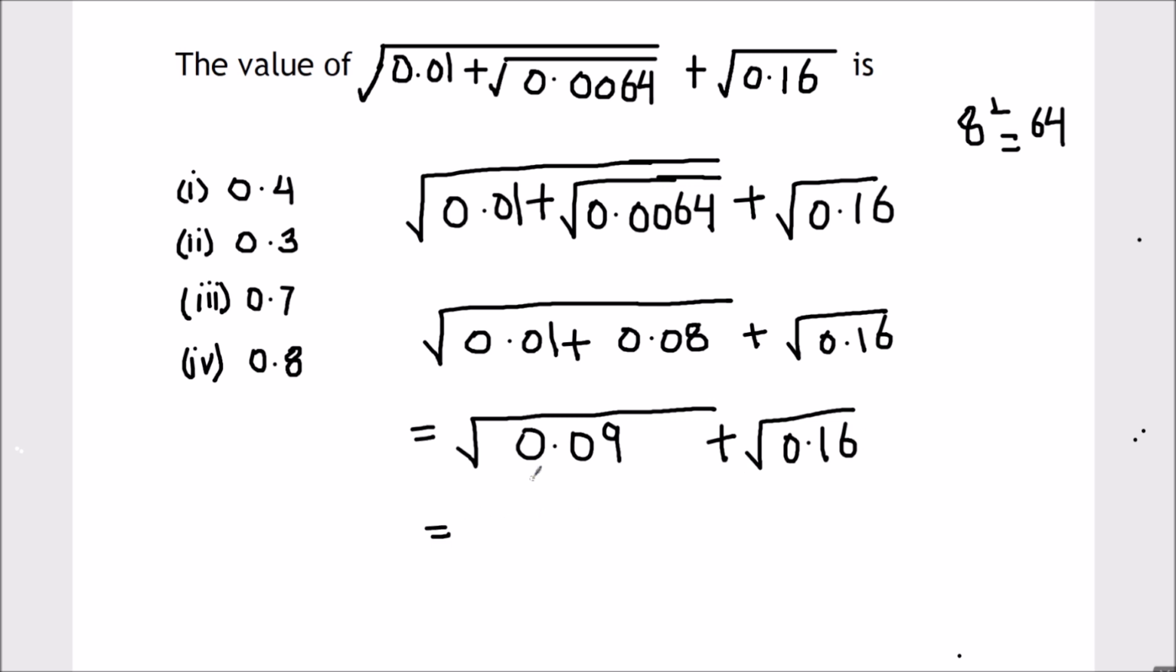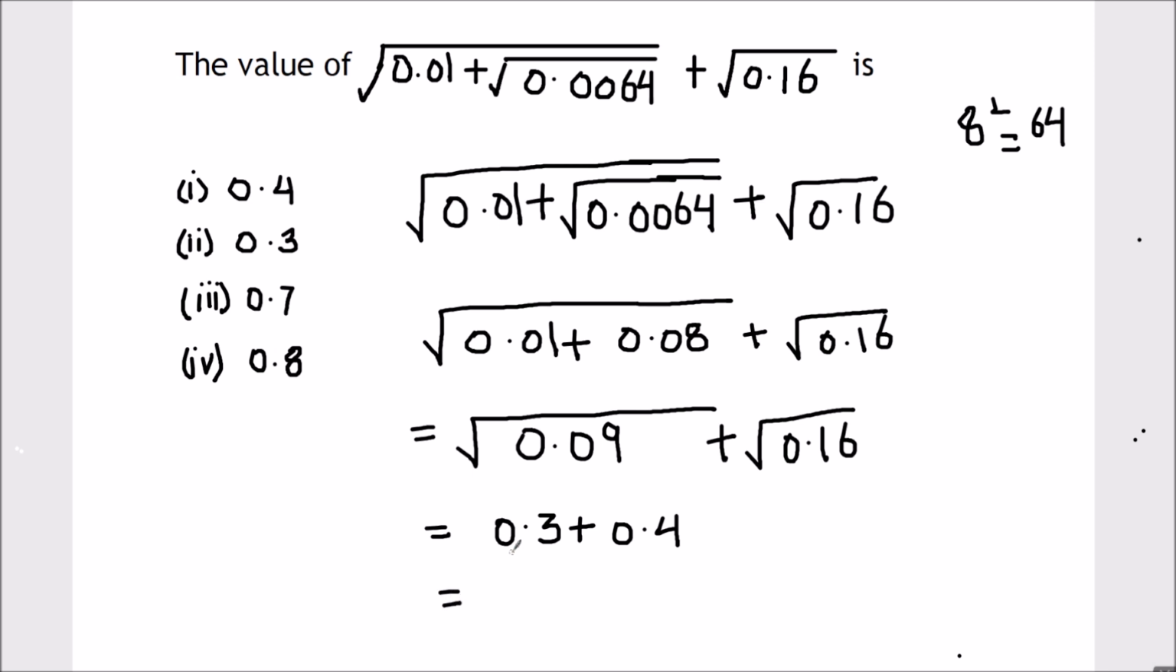0.16. Now the square root of 0.09 will be 0.3 and square root of 0.16 is 0.4, because 3 squared equals 9 and 4 squared equals 16. So 0.09 square root is 0.3 and 0.16 square root is 0.4.